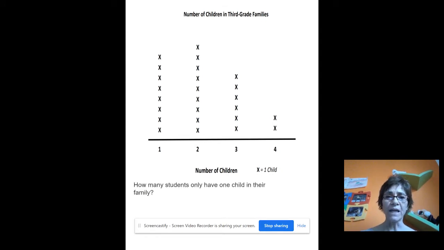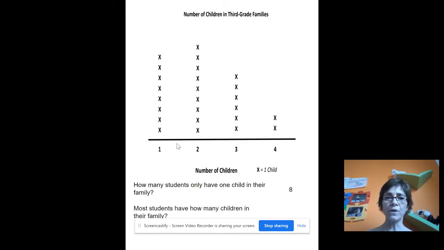All right, so how many students have only 1 child in their family? Let's go ahead and count. So X is 1 X for each student. We have it here, that's the key. So let's go ahead and count the X's. 1, 2, 3, 4, 5, 6, 7, 8. That's 8 students have only 1 child in their family. So basically they have no siblings, okay? And we can do the same for the other. How many students have 2 kids in their family, and so on.